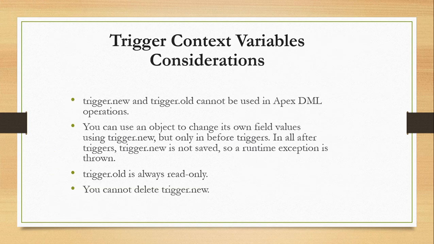Trigger context variable considerations. Trigger.new and Trigger.old cannot be used in Apex DML operations. You can use an object to change its own values using Trigger.new, but only in before triggers. In all after triggers, Trigger.new is not saved, so a runtime exception is thrown. Trigger.old is always read only, and you cannot delete Trigger.new.